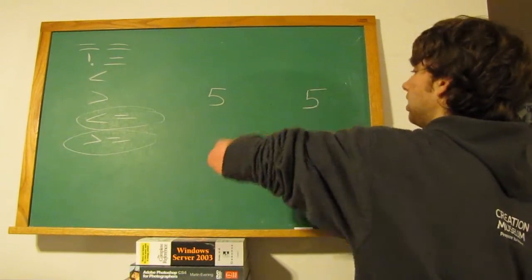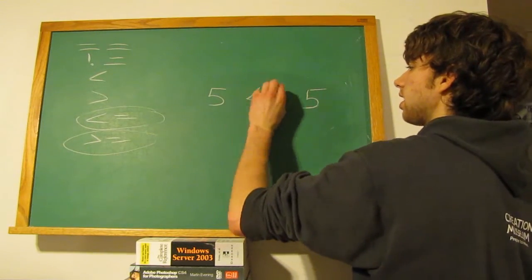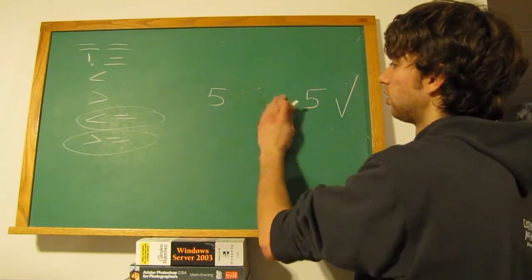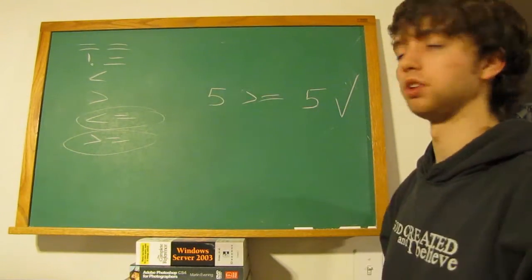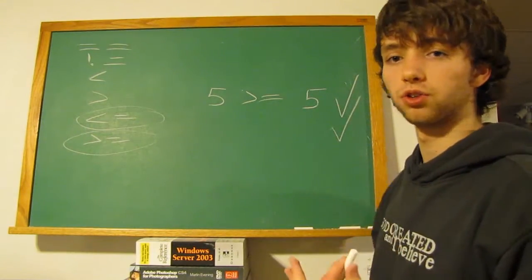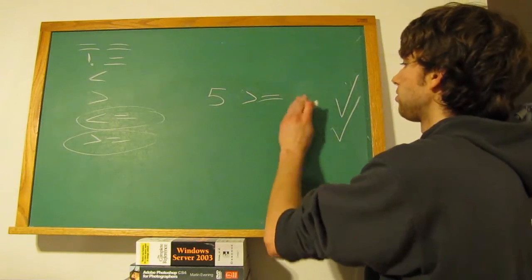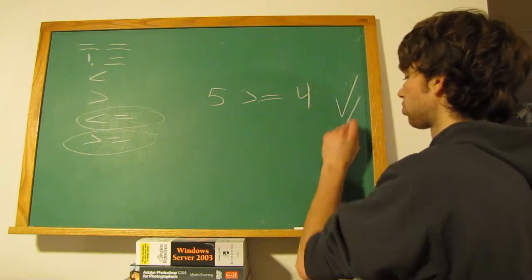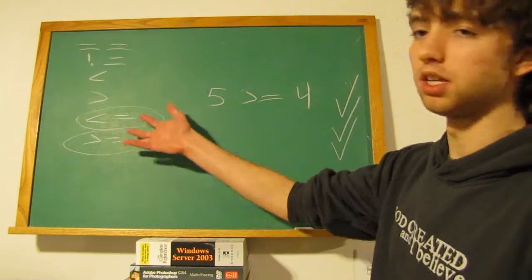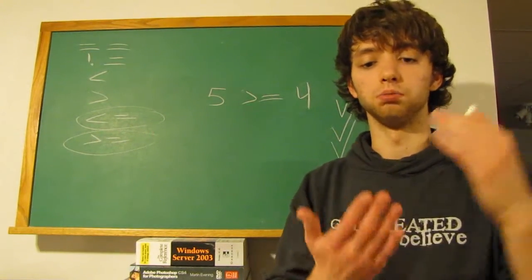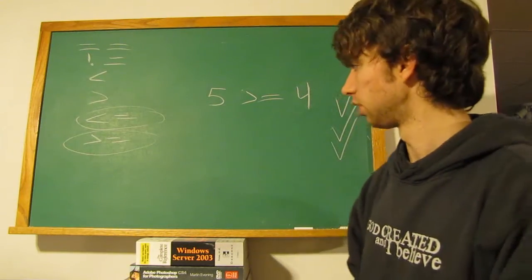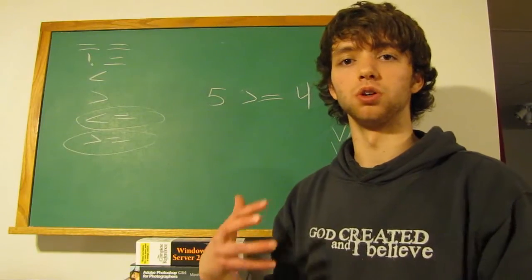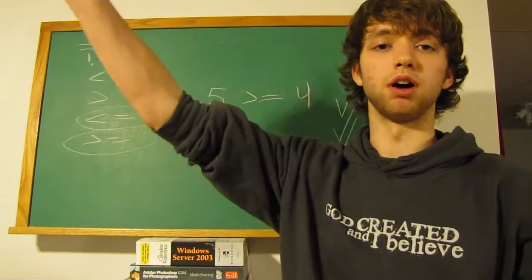So let's try it out. 5 is less than or equal to 5. Well, it's actually equal to, so it returns true. 5 is greater than or equal to 5. Well, it's equal to, so that returns true. 5 is greater than or equal to 4. Well, it's greater than, so it returns true. So oftentimes you will use these when it can be either below or above it or equal to. So 5 is less than or equal to 5 or any number above it.